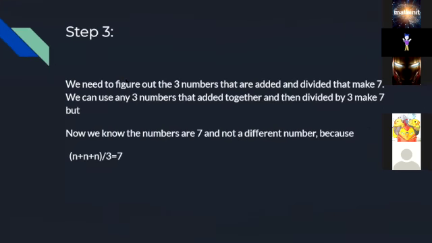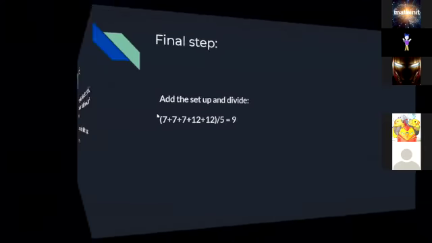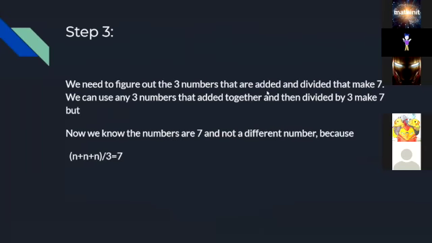The third step is the other three numbers out of the 5 numbers of the set. This formula is n plus n plus n divided by 3 equals 7. It's the same as step 2. We can technically use any numbers, but we're going to use 7 simply because it's easier and friendlier to use.